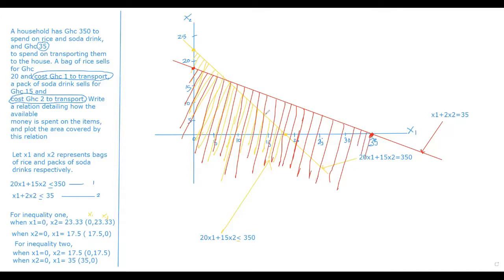Okay. So the shaded area too. So the shaded area for this one two becomes x1 plus 2x2 less than or equal to 35.